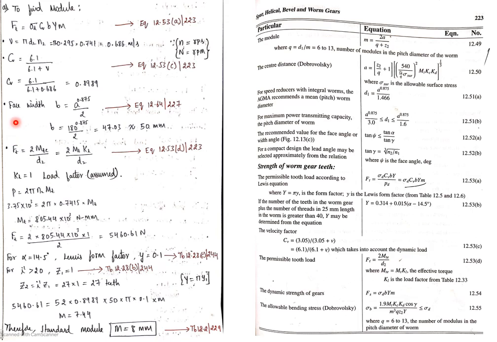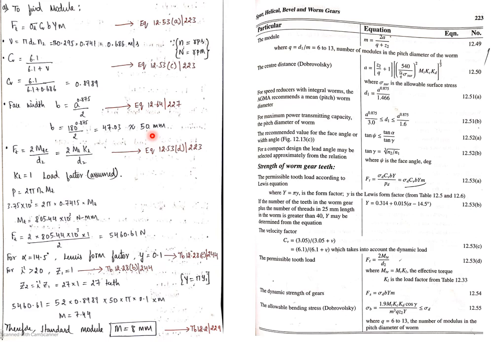Next, face width. This is the formula which we'll be getting from the next page. Face width I will be showing in the next slide. So with that formula, just substitute the value of center distance, we'll get the value of B. And one more thing guys, you just round it off to the next higher value. As and when we don't need exactly the decimal values, just round off to the next higher values.